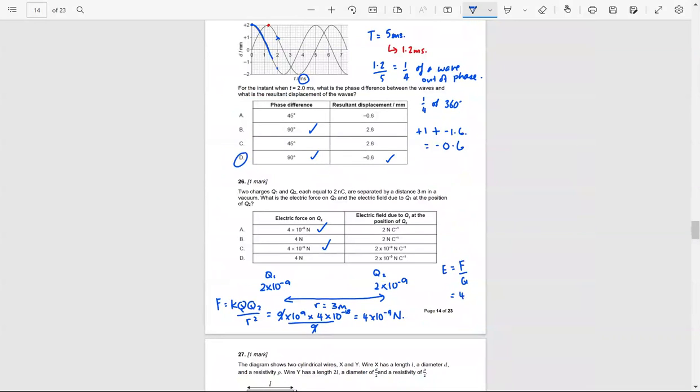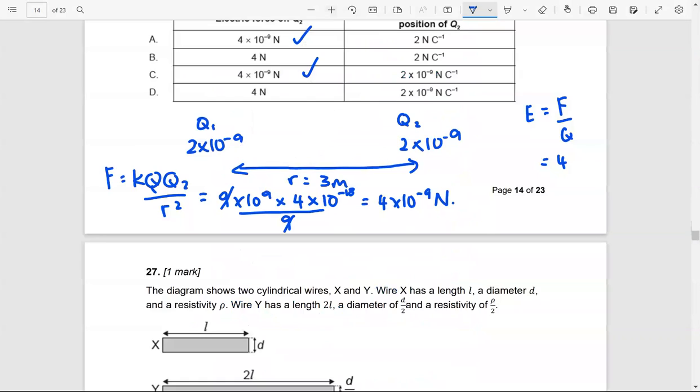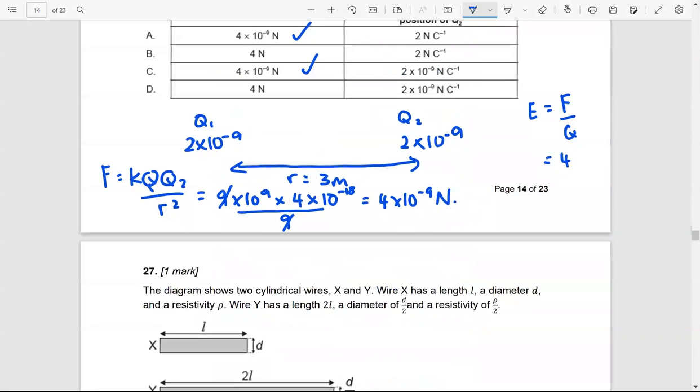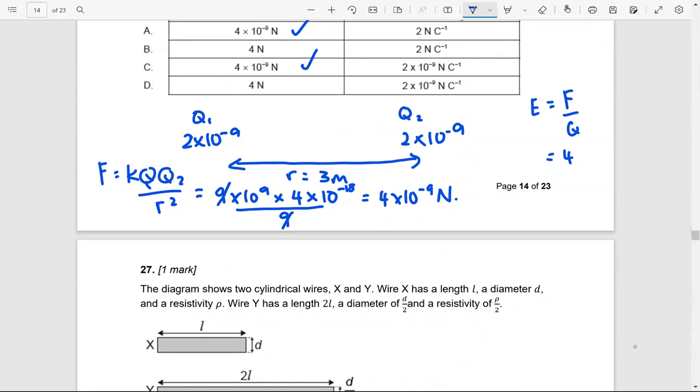Lost the screen. Bear with me a sec. So the force is what we just found out, 4 nano newtons divided by the charge, which is 2 nano coulombs. The nano drops out. 4 divided by 2 is 2. So it's this one or this one. So it's A.